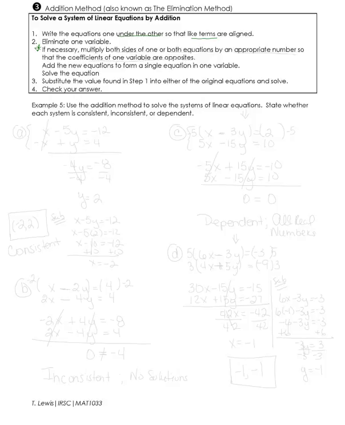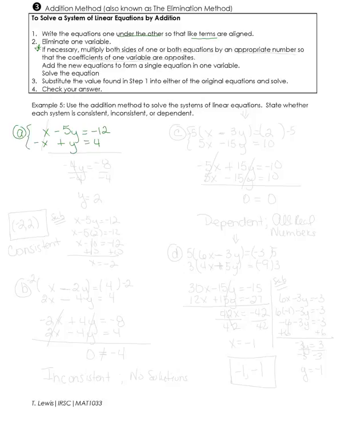Alright, so we have here example 5. Use the addition method to solve the systems of linear equations. State whether each system is consistent, inconsistent, or dependent. So let's look at an example. We have here x minus 5y equals negative 12, and we have negative x plus y is equal to 4.